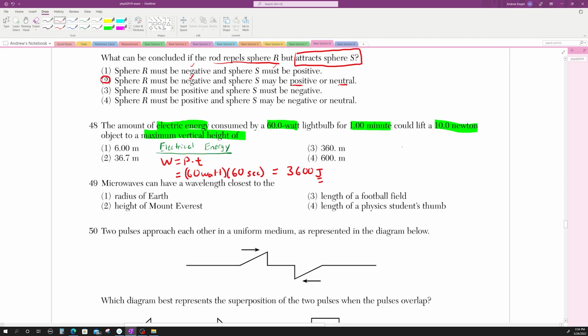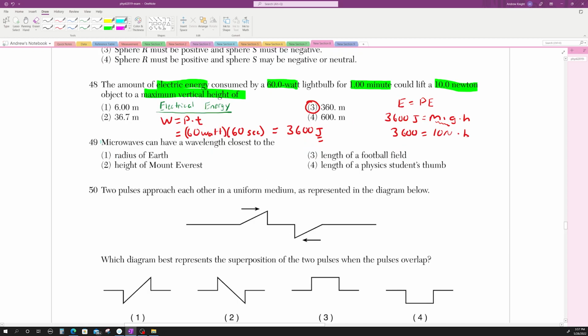Now this question is wondering, how high can this object be lifted? Well, my electrical energy will equal my potential energy. So my electrical energy is 3,600 joules. My potential energy is going to be mass times gravity times height. Mass times gravity is the weight of the object. In this case, it tells me the weight. That's 10 newtons. So that means my height is going to be 360 meters.